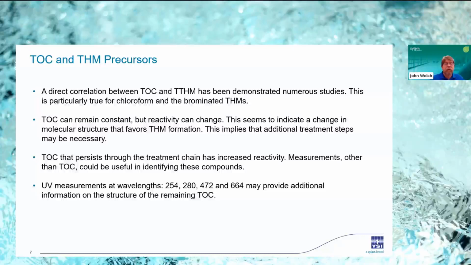the treatment process. UV measurements at wavelengths 254, which is very common in many treatment processes. In addition to that, other information could be gleaned at wavelengths of 280, 472, and 664, for instance. So what this seems to suggest is that the compounds or the molecular structure of these compounds is changing as they move through. And it has been shown that these become more reactive in their reaction with chlorine.